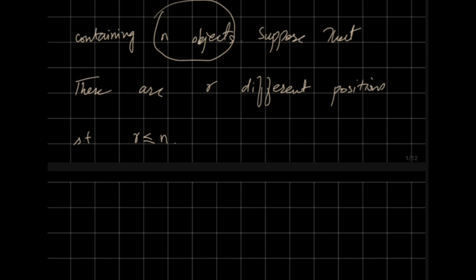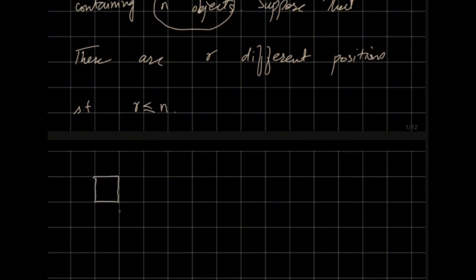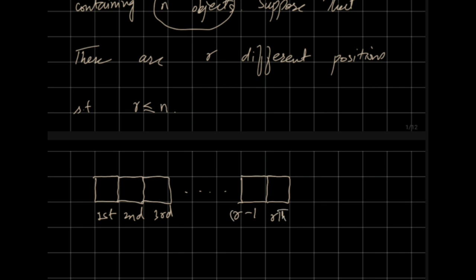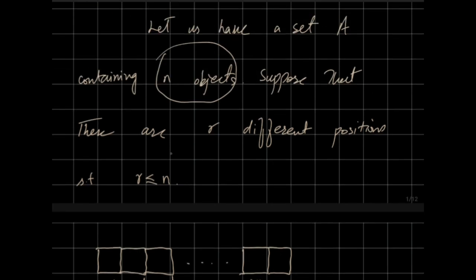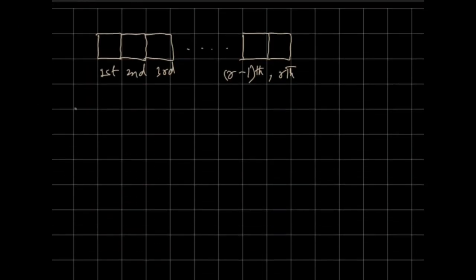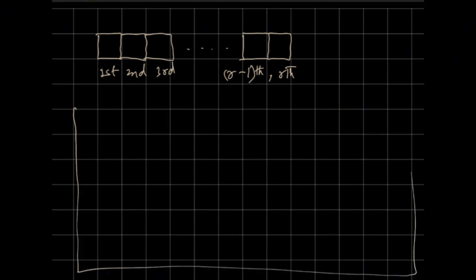Look at the diagram below. You have the first position, right? And then you have second position, and then you have third position, on and on and on. Then you have r minus 1th position, and then you have rth position, right? Okay, so now you want to fill these positions from these n elements. So look at the set. We have a set containing n objects.